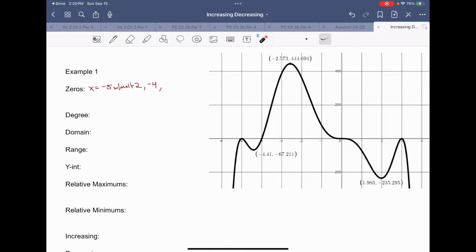The next place it crosses the x-axis is at 0. It looks like a cubic there. So 0 with multiplicity 3. And then it looks like the last place it hits is +3 with multiplicity 2. When you're finding the degree, we will try to give you pretty much straightforward polynomials that look like this.